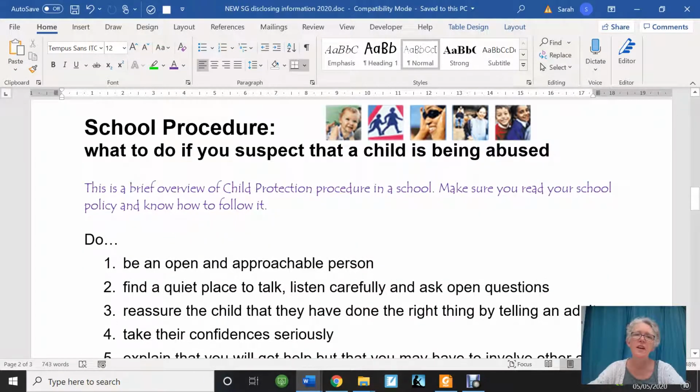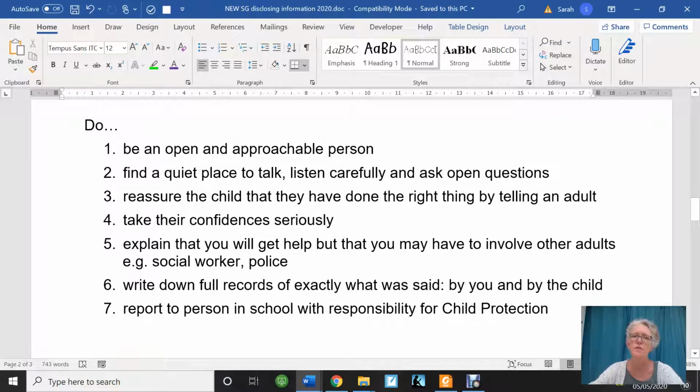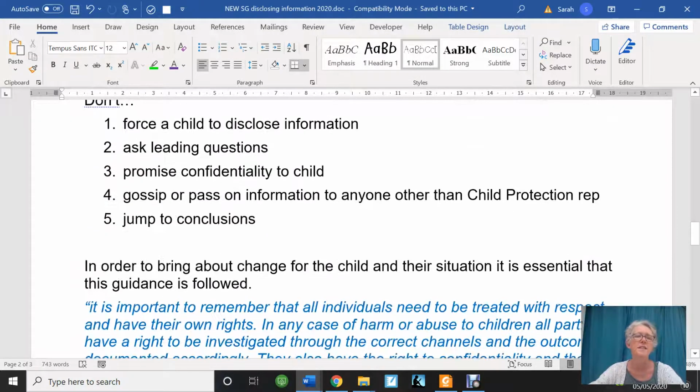Well, I've set out here a brief overview of child protection procedures in a school, but I would say make sure you read your own school policy. You should do that anyway, but you also need it for this question. So here is the overview, what you should do, and here is some things that you shouldn't do here.